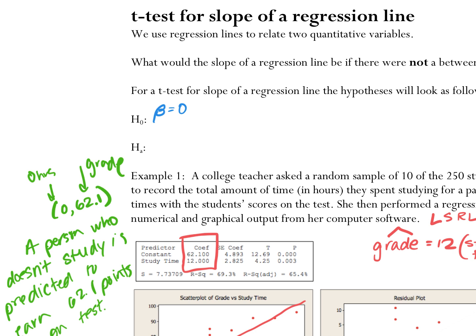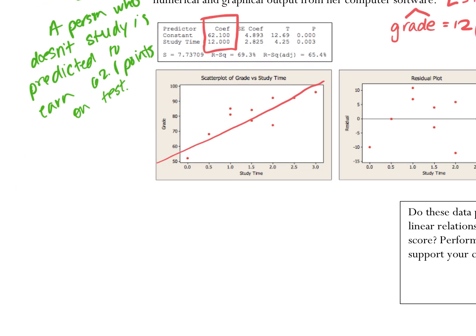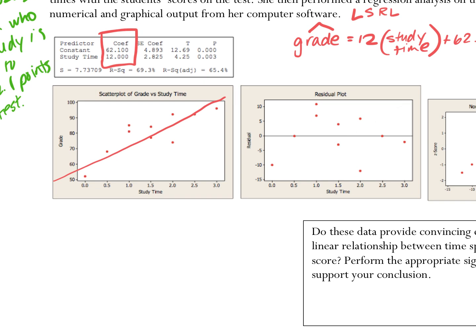Okay? My alternative could be any of the things, right? It could be greater than 0, it could be beta is less than 0, it could be not equal to 0. It just depends on the verbiage of the question. My conditions for a test for beta are identical to my conditions for an interval for beta. Okay, so we're going to check all of our conditions the exact same way. So let's take a look at this. For this example, my null hypothesis would be beta equals 0.